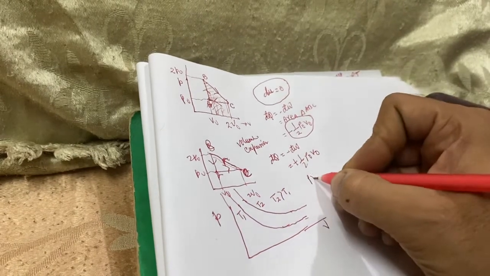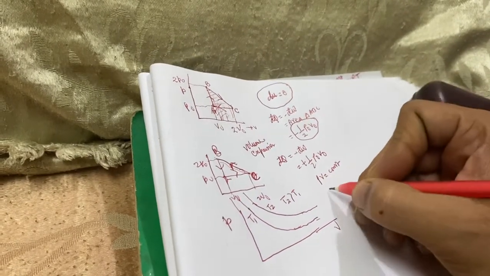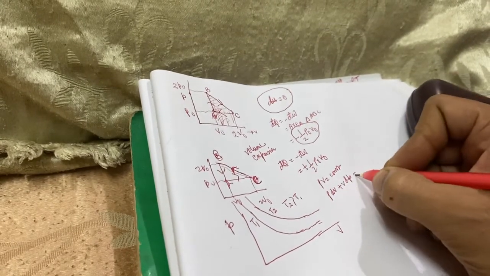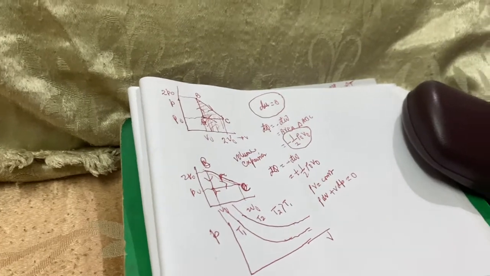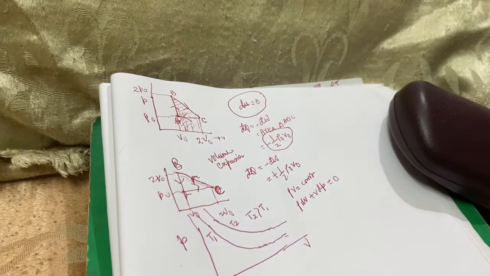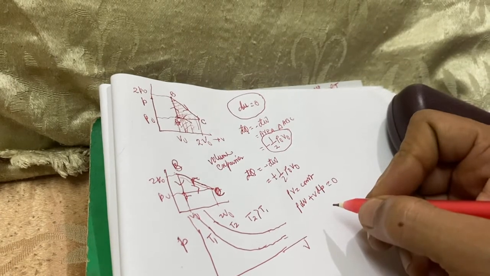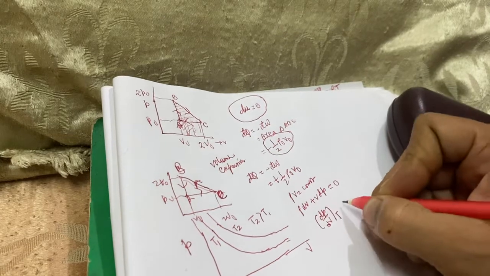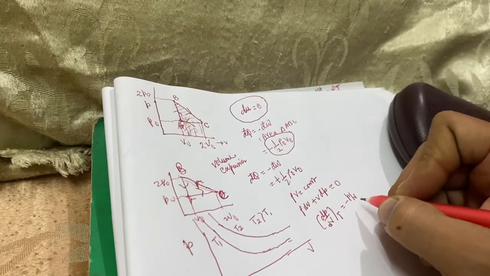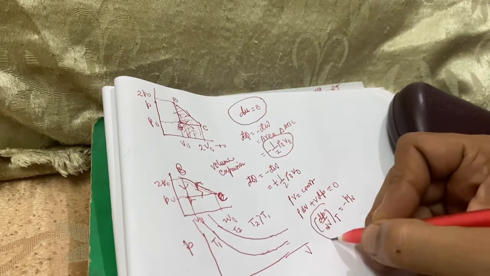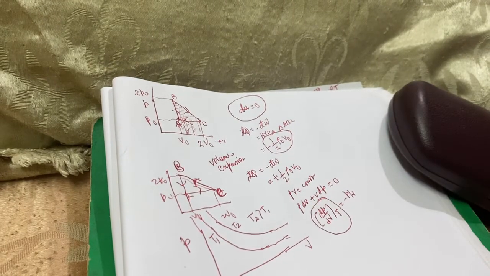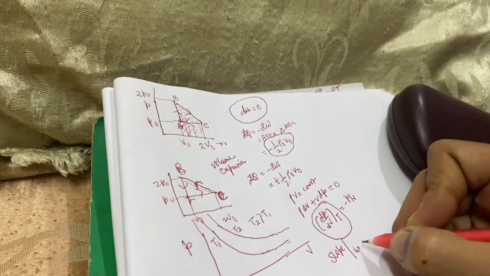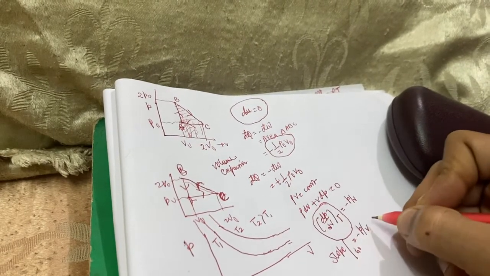Now for isothermal, PV is equal to constant. That means P dV plus V dP is equal to 0. That means dP by dV at constant temperature is minus P by V, and dP by dV means the slope of the curve. So the slope of the curve for the isothermal process is equal to minus P by V.